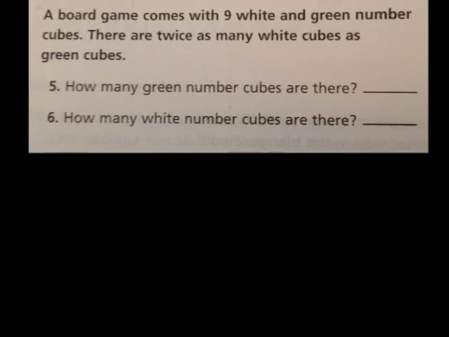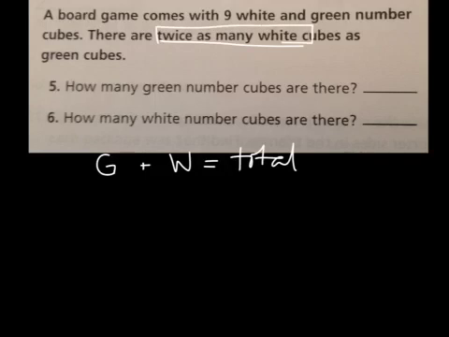Let's try another one. A board game comes with 9 white and green number cubes. There are twice as many white as green. So that means we have green plus white equals our total. We have more white because there are twice as many white as green. So we're going to use G as our variable plus 2G because we're taking 2 times the number of green cubes. And that gives us our total of 9.